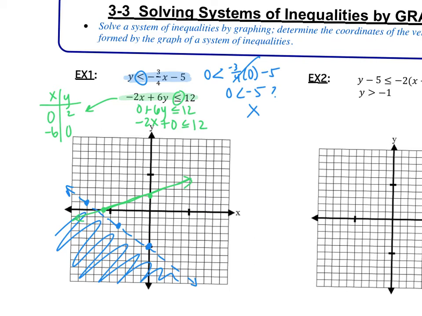Again, putting 0, 0 in, I get 0 plus 0 is less than or equal to 12, which is true. So for this one, we want to shade towards 0, 0. Now, we are looking for where those shadings overlap, and we need to make that clear. So I'm going to do the overlap in red. So red is our final answer.